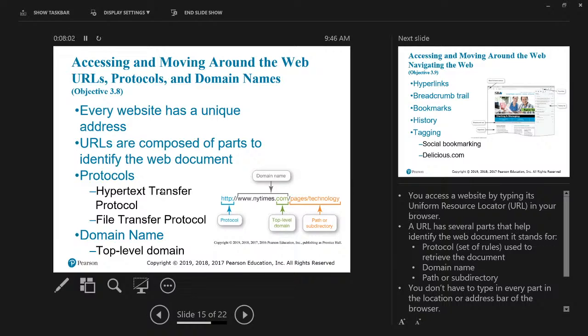So let's talk about this thing right here, www.newyorktimes.com. This is what's called a domain name. Why do we have a domain name? Why don't I just type in an IP address? Well, let's take a step back.